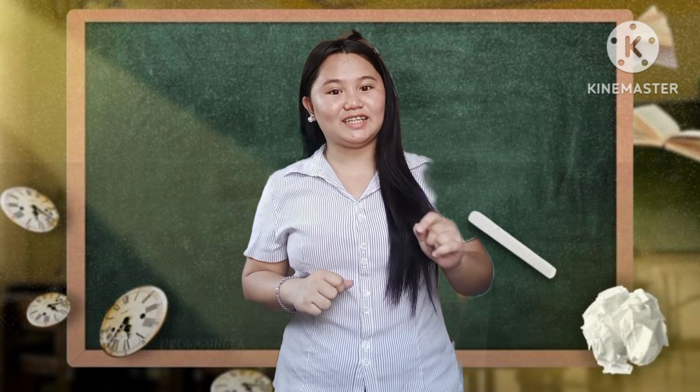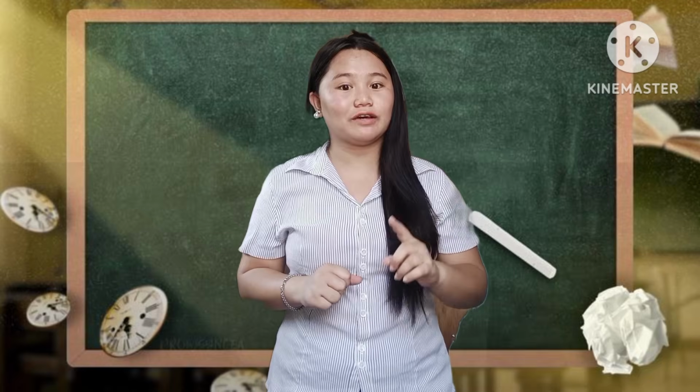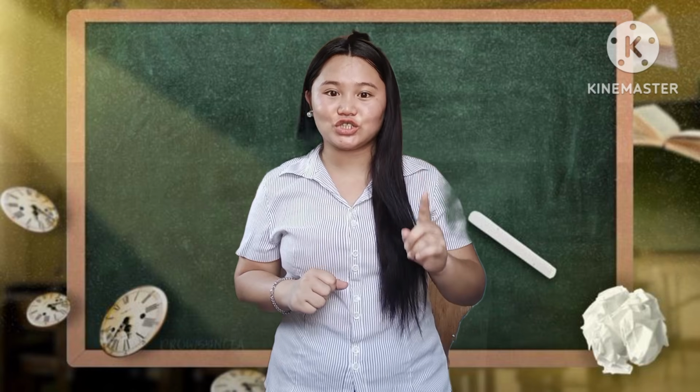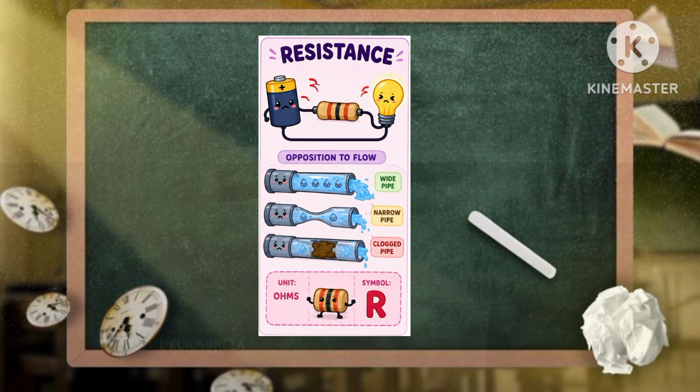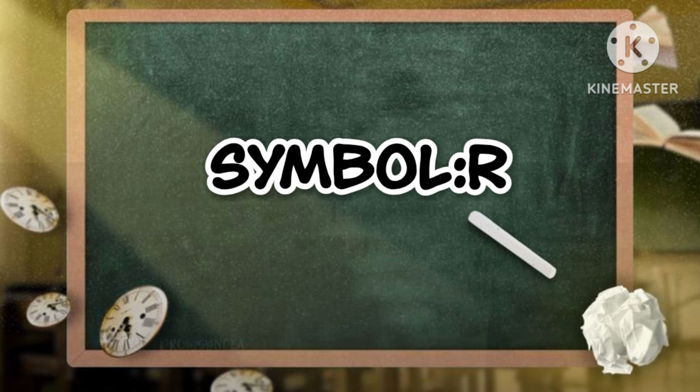And lastly is resistance. Resistance is the opposition to the flow of electricity. It controls or limits how much current can pass through the circuit. So in simple words, resistance can make it harder for electricity to flow. The unit of resistance is called ohms and the symbol is letter R.